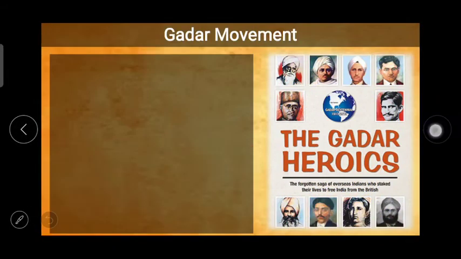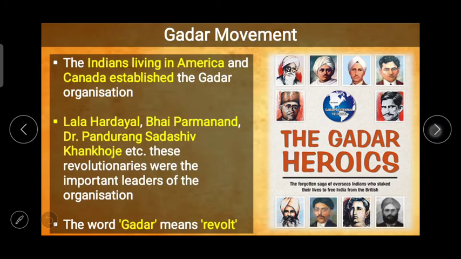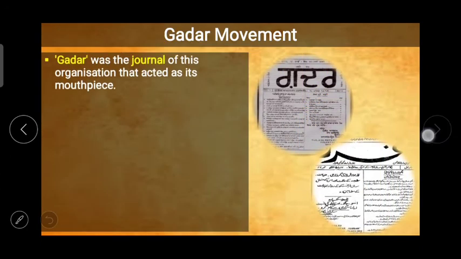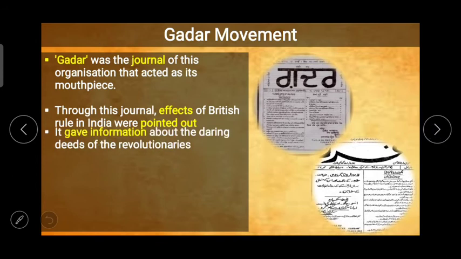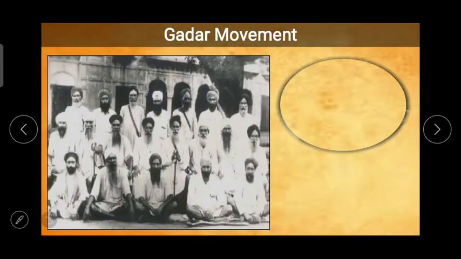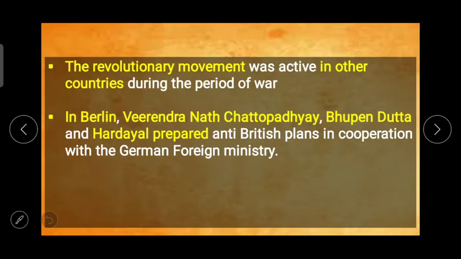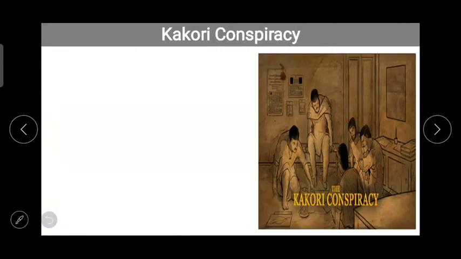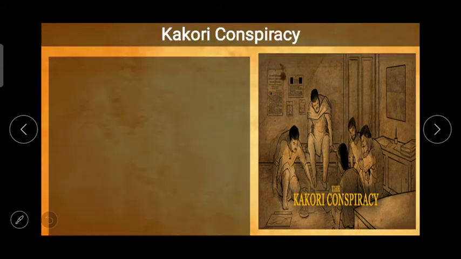On the screen you can see the points which we have already covered in the first part of this topic. Gadar journal acted as the mouthpiece of Gadar movement. The revolutionary movement was active in other countries during the period of war. In Berlin, Virendranath Chattopadhyay, Bhupen Datta and Hardayal prepared anti-British plans in cooperation with the German Foreign Ministry.